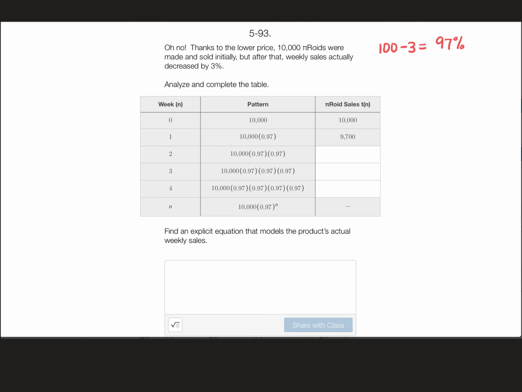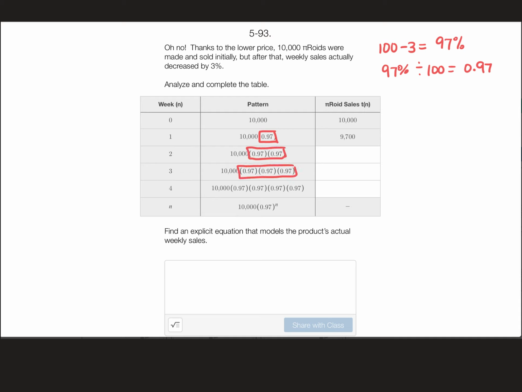But again, to write it as a decimal, I'm going to take that 97%, and I'm going to divide by 100, and that will give me the actual growth rate. And actually this time it's called a decay because we're seeing it get smaller instead of larger. And that's why you're seeing this 0.97 in your table.